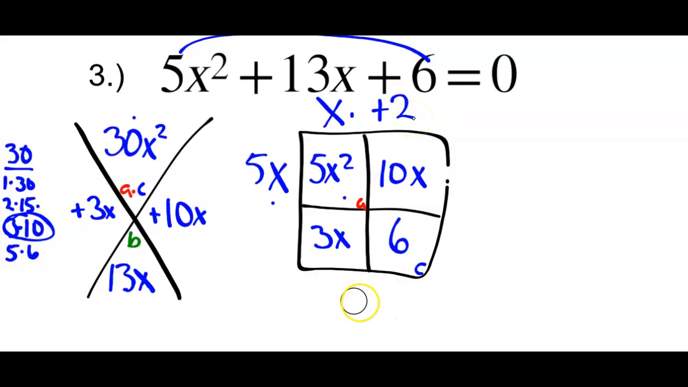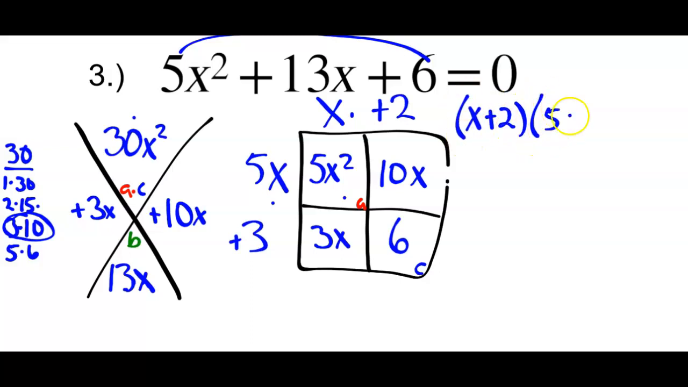Okay, so then let's see what these have in common. Well, I can divide this by 3 and that by 3. So 3, it's going to be positive. Does that help me get this answer? 3 times x gives me 3x. 3 times 2 gives me 6. Awesome.